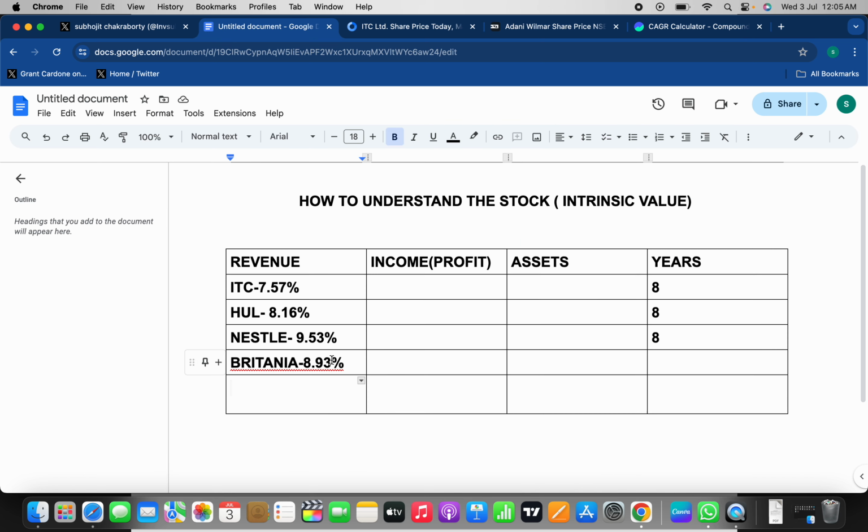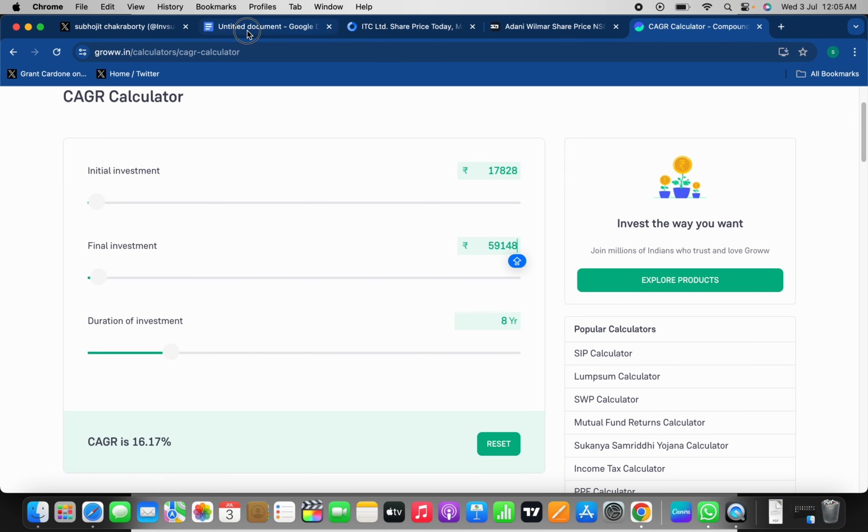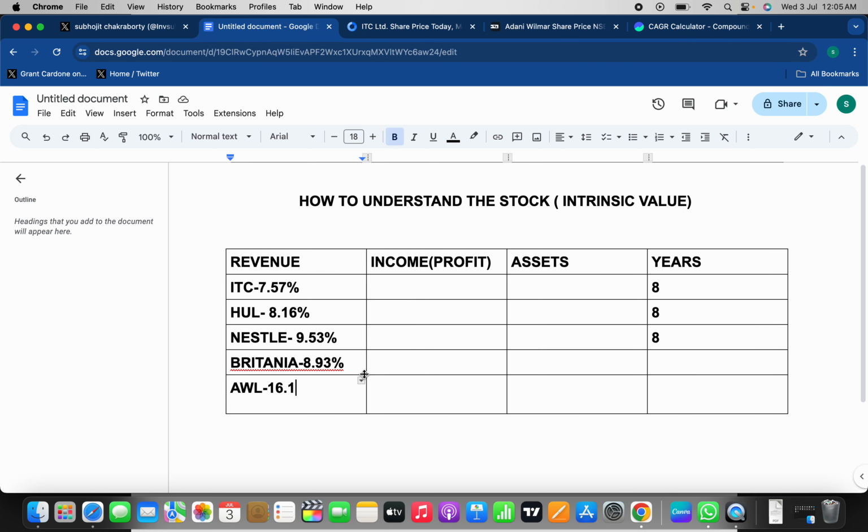16.17% return. This Adani Wilmar is something... 16.1%. How much was the return? 16.17. Okay, 16.1%, whatever it is, we can understand. So these are 5 companies over the last 8 years. We are calculating 8 years because that is the shortest term in our screener that has been given.